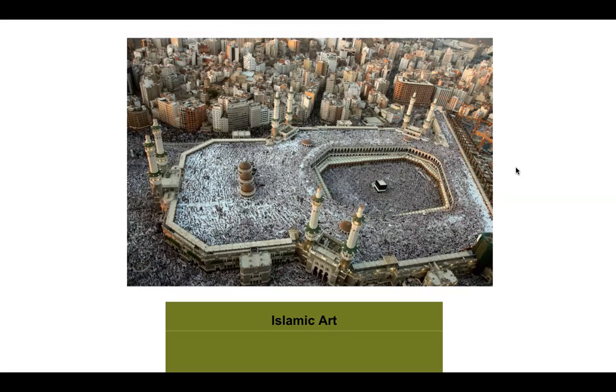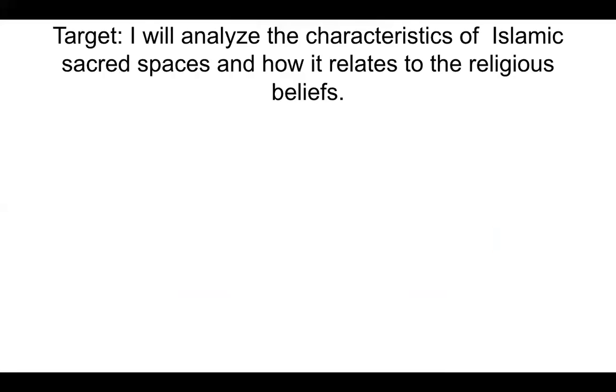Okay, so for the next unit of study, we're going to be looking at Europe and Central Asia. And so we're going to be looking at Islamic arts. And so just like when we started looking at Christian art, we're going to have to learn a little bit about the fundamentals of the religion in order to understand why the sacred spaces were created, why they look the way that they do, and how they're used by the people who practice the religion. So we're going to be looking at those characteristics today and how they relate to religious beliefs.